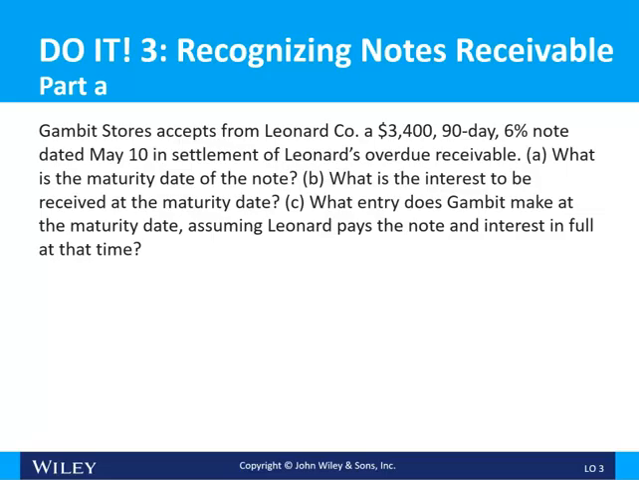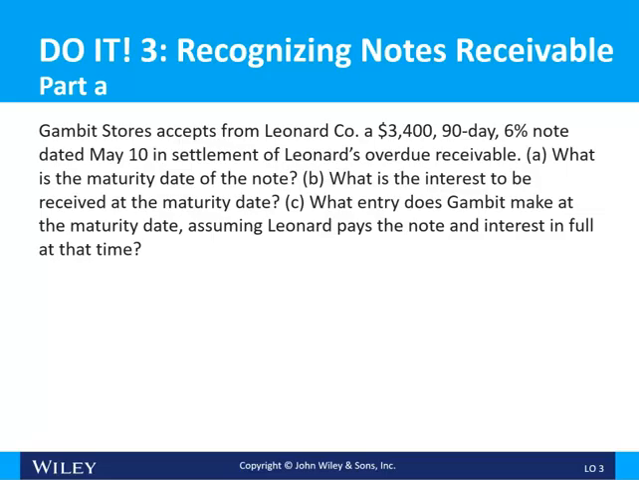So we'll do another example here. Gambit Stores accepts from Leonard Company a $3,400 90-day 6% note dated May 10th in settlement of Leonard's overdue receivable. Three questions we need to answer. What is the maturity date of the note? What is the interest to be received at the maturity date? And what entry does Gambit make at the maturity date, assuming Leonard pays the note and interest in full at that time?